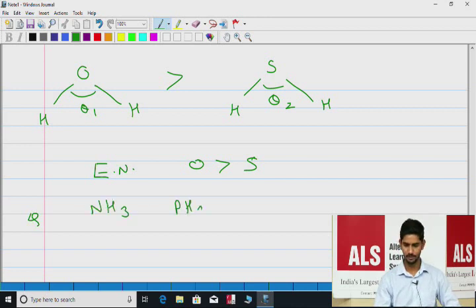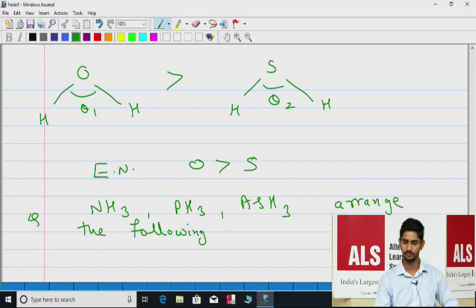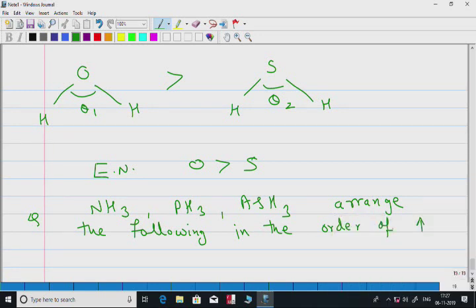NH3, PH3, AsH3. Arrange the following in the order of increasing bond angle. Tell me the answer. Mark them A, B, C. This is A, this is B, and this is C. Tell me the answer. And I need an answer from every center this time. Shillong, Satna, Itanagar, Kohima, Naharlagun.